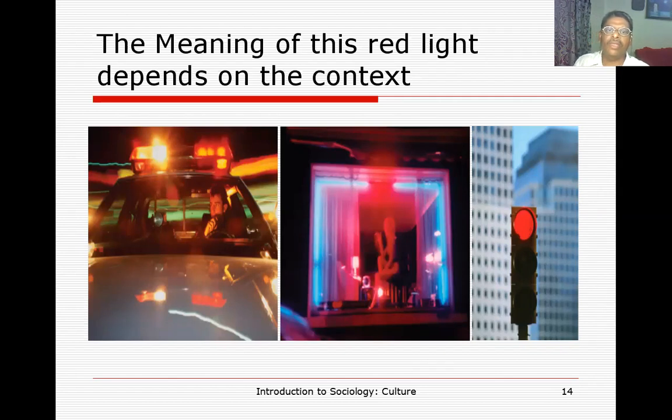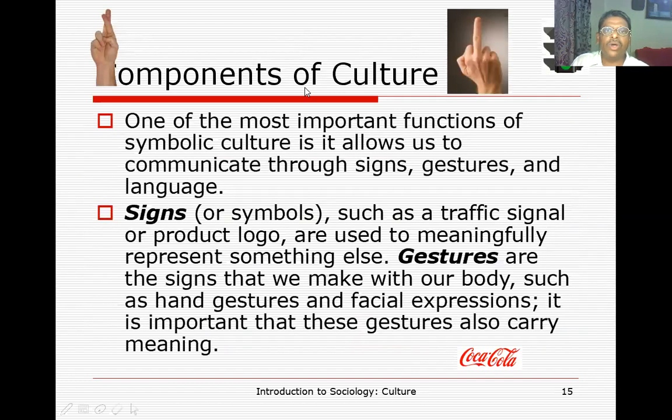Components of culture. One of the most important functions of symbolic culture is that it allows us to communicate through signs, gestures, and language. As I already said, signs: even the children in the school, if they gesture like this, they are communicating something to the teacher. Different ways of communicating, non-verbal communication, signs, gestures. My son, a little boy, 6 years old, if he's angry, he will go to some corner and sit stiffly like that. Then he is communicating. His gesture helps us to understand that he is communicating something.